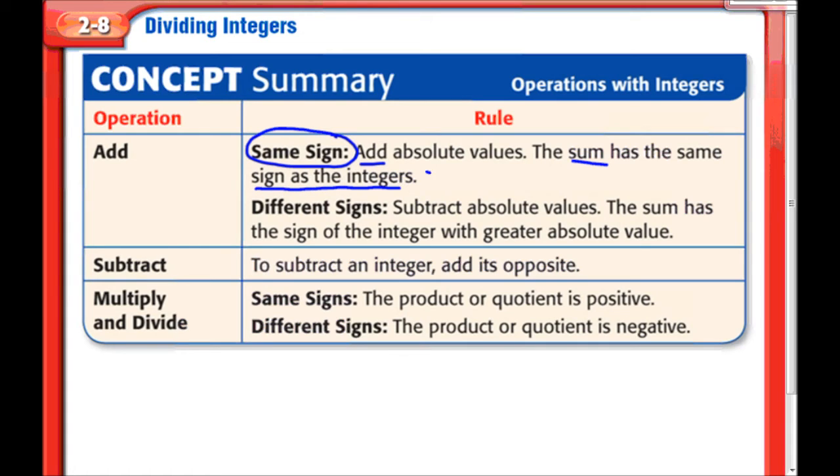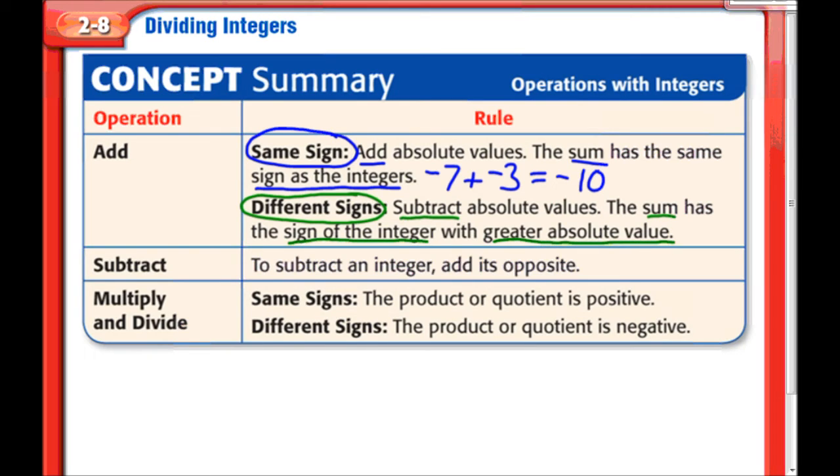Okay, so if I had -7 plus -3, well, you just add them together. That would be 10. But since both numbers are negative, your sum has the same sign as the integer, so that'd be -10. Okay, there we go. That's pretty good. Now, different signs. When you have different signs, we're actually supposed to subtract. And the sum is going to have the sign of the integer with the bigger absolute value.